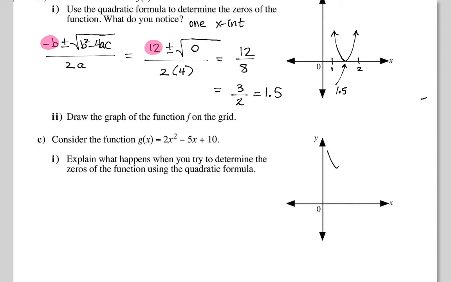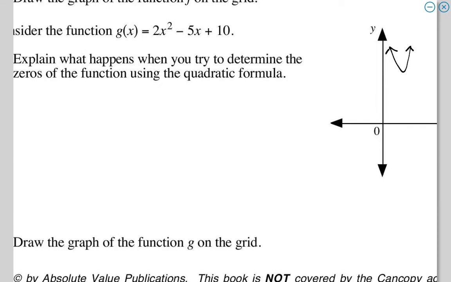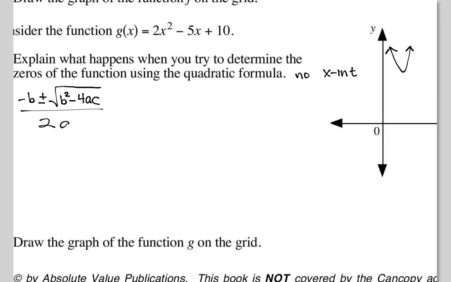So I'm not going to sketch that perfectly. I'm just going to go like that. It's just sort of floating up in space up there. I'm going to jot that down. No x-intercept. And then I'm going to use the formula. Negative b plus or minus the square root of b squared minus 4ac, all over 2a.